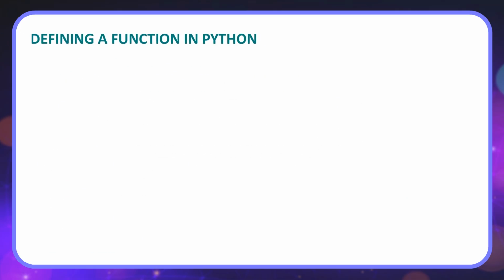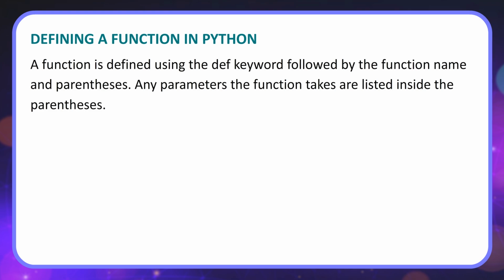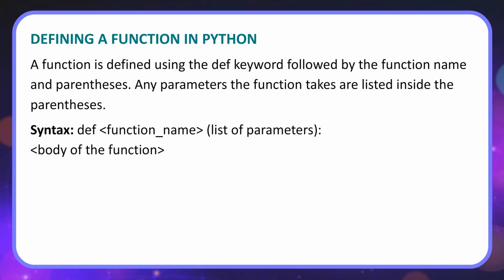Defining a function in Python. A function is defined using the def keyword followed by the function name and parentheses. Any parameters the function takes are listed inside the parentheses. Syntax. def <function_name>(list of parameters): <body of the function>.